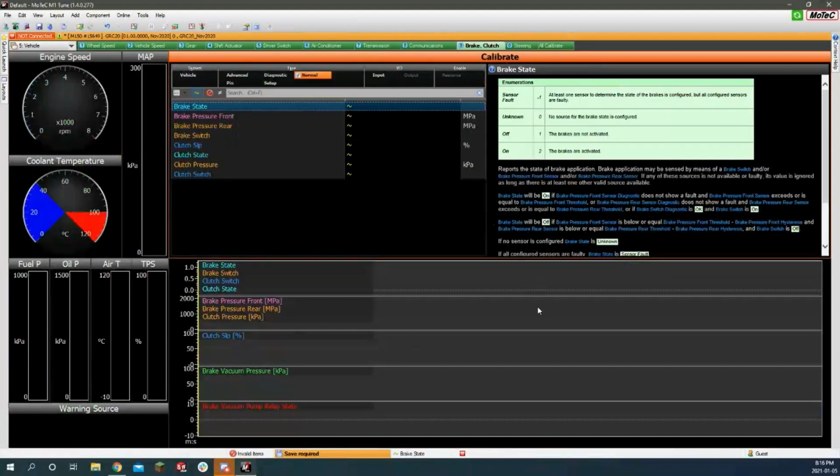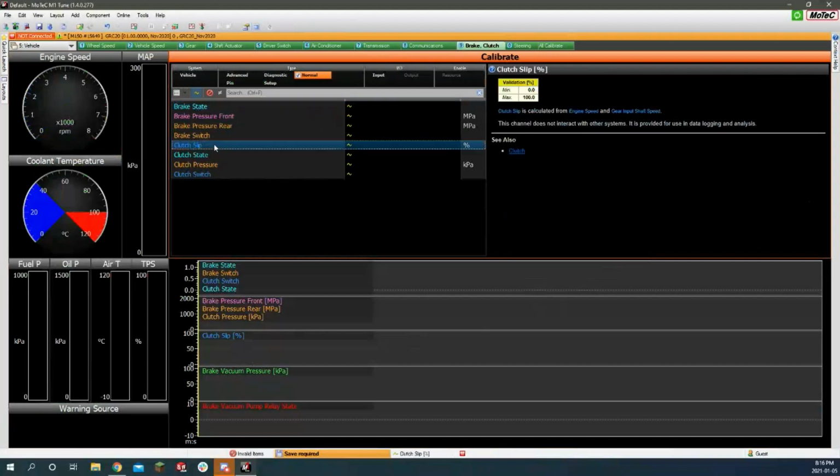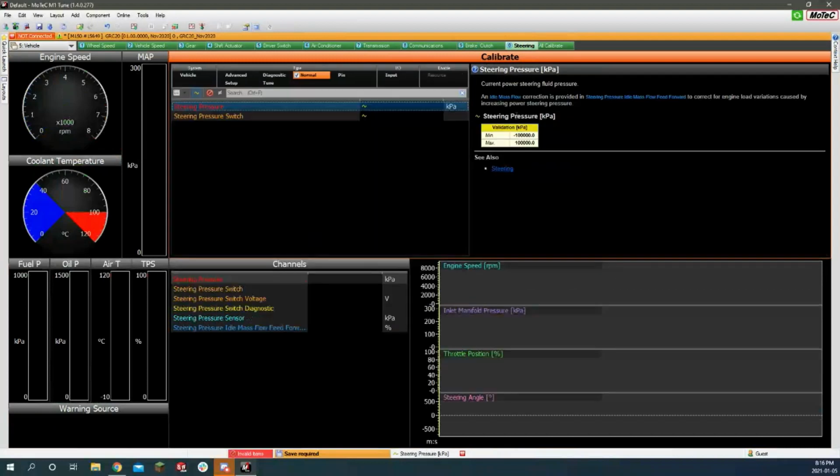There's just brake and clutch pressures, basically. It can give you a clutch slip because it knows how fast your engine's spinning and it knows how fast your wheels or your output's going, so it can tell you if your clutch is slipping, which is interesting. It can be useful. There's the steering, so we can set up our steering angle sensors. We don't have them right now, but we can set them up.